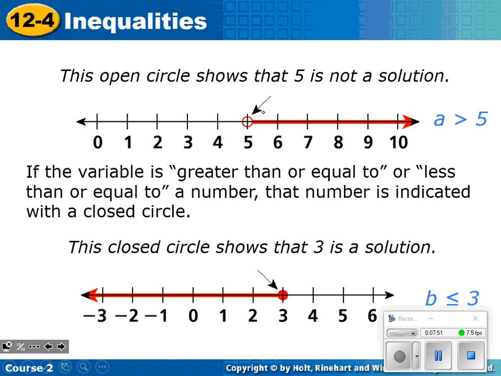For this one, we find 3, we determine whether or not it's included, and because B is less than or equal to, it's included, we put a solid dot, and it's less than, so we shade to the left. So you're going to have to make these number lines.